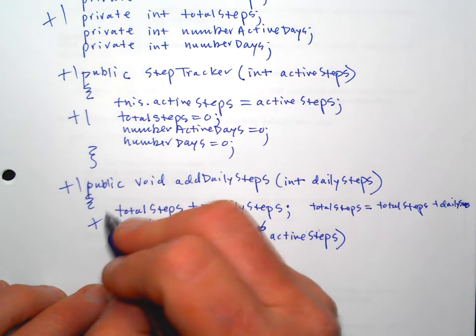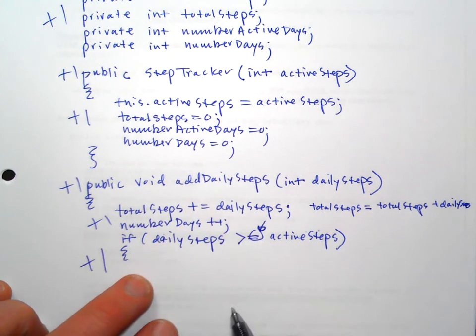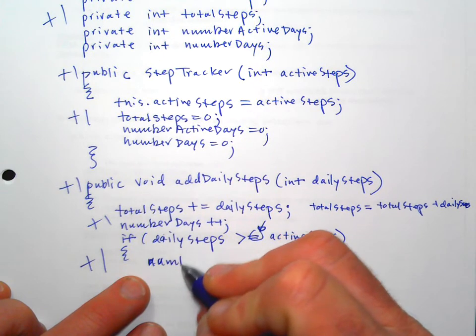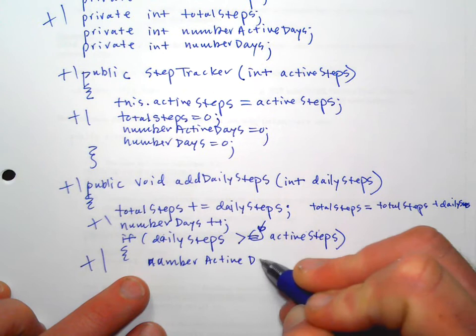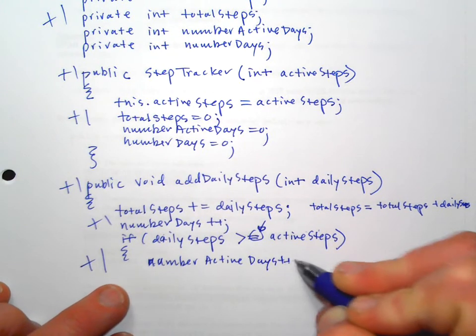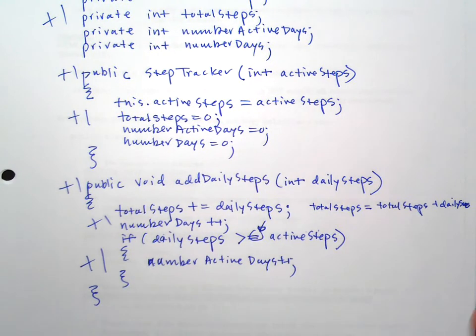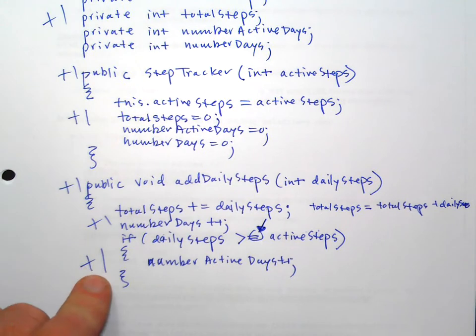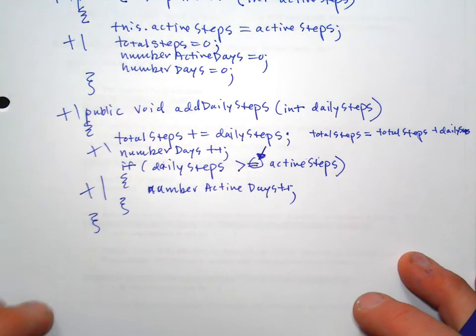Now you got a point for updating those private variables, and then you get 1 point for this. This would be, according to my names, number active days plus plus. Okay, doesn't return anything. So if you miss this or equals to, you lose this point. If you didn't update your private variables, you missed it.